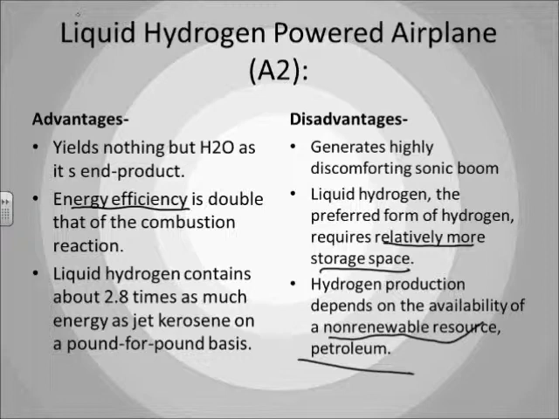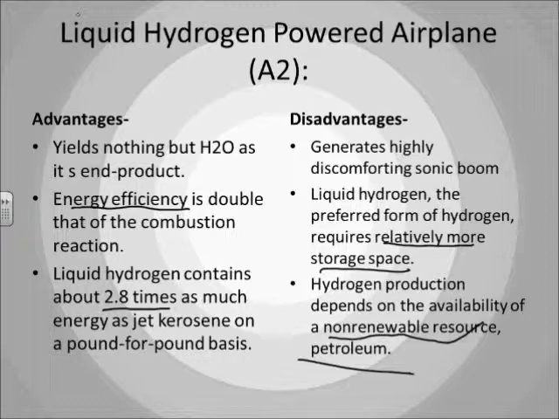Now, moving to the advantages and disadvantages of this technology, the best advantage is that it yields nothing but H2O as its end product. Burning hydrogen or recombining it with oxygen in a reaction gives off heat and produces just water. The second advantage is that the energy efficiency of liquid hydrogen is double that of the combustion reaction of the fuel used in current jet airliners. Liquid hydrogen contains about 2.8 times as much energy as jet kerosene on a pound-per-pound basis.